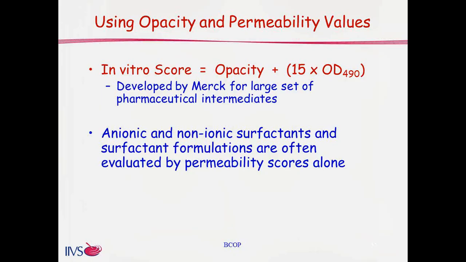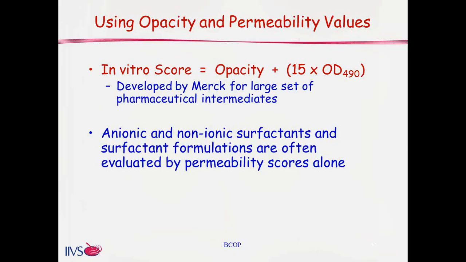And one utilizes this then in a prediction model to calculate an in vitro score. And the standard in vitro score developed by Merck using a large set of their pharmaceutical intermediates was to take the opacity value plus 15 times the fluorescein leakage value to come up with an in vitro score.